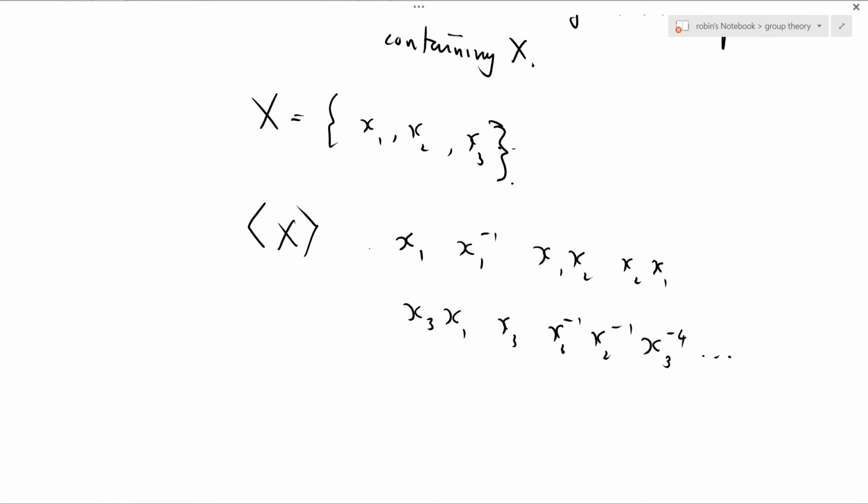Some of them might be the same. Some of them, these two, for example, would be the same if the group was abelian. But this might be the same as that, because of some structure which is present in your group.